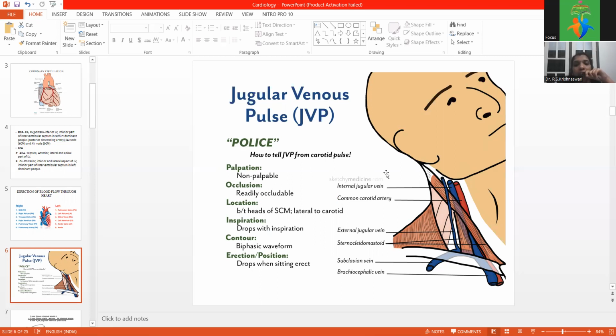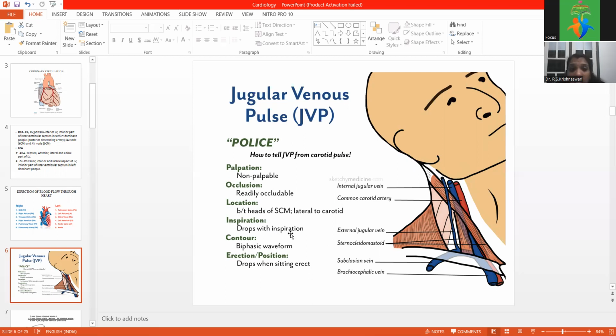Okay, so these are the important points regarding the jugular venous pulse. It is non-palpable, so we cannot palpate the jugular venous pulse, and it is readily occludable. We can occlude the jugular, but we cannot palpate it. The location of the jugular venous pulse is between the heads of the sternocleidomastoid muscle, lateral to the carotid. You understand? So the medial side is the carotid artery and the lateral side is the jugular vein.